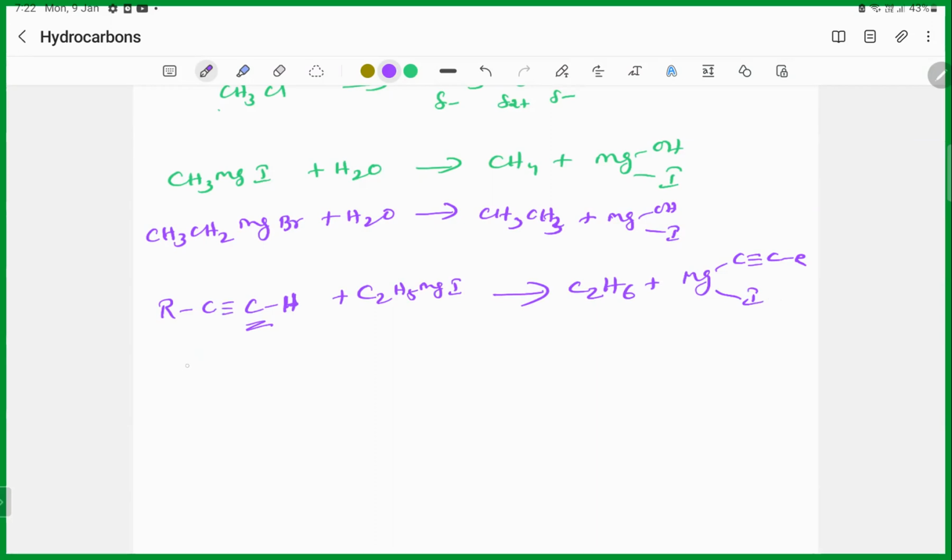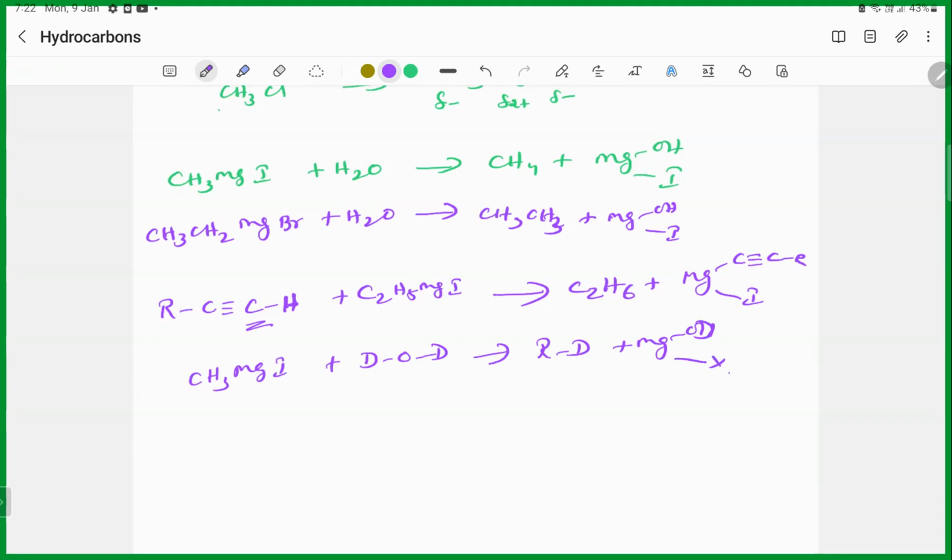In the same way, CH3MgI, when you react with deuterated water, D2O, instead of hydrogen you have D. So heavy water will give RD, a deuterated alkane, plus deuterated magnesium hydroxide and then halide. So this is the method of preparation of alkanes.